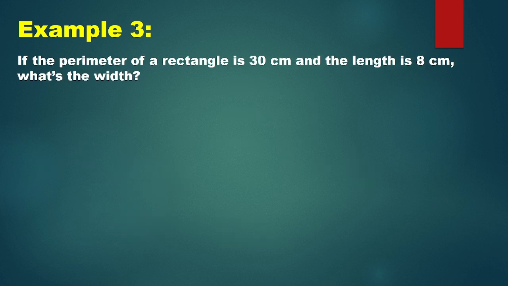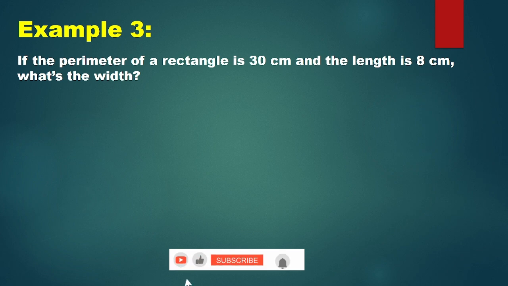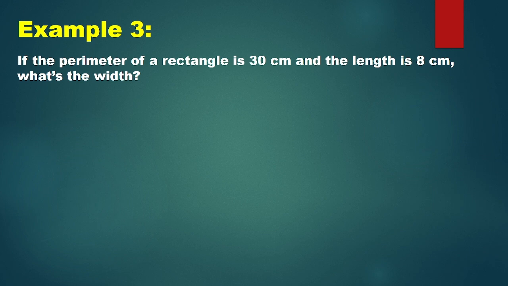Let's try out another example. If the perimeter of a rectangle is 30 centimeter and the length is 8 centimeter, what's the width? So in this example, we're given the perimeter of the rectangle and we're also given the length and we're told to find the width. To do this, there's a simple formula for this as well. To find the width, it is just simply the perimeter divided by 2 minus the length.